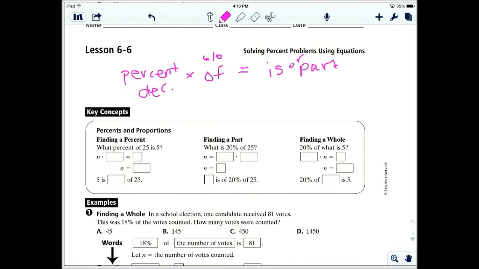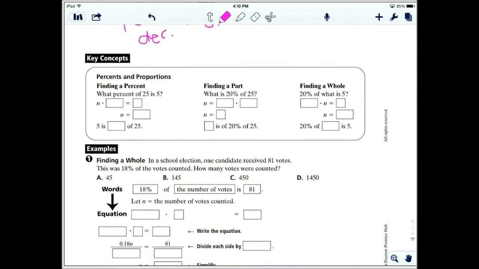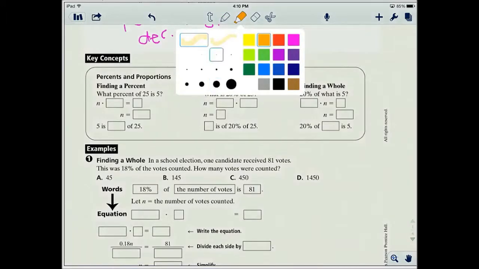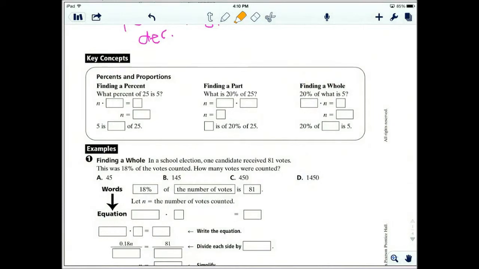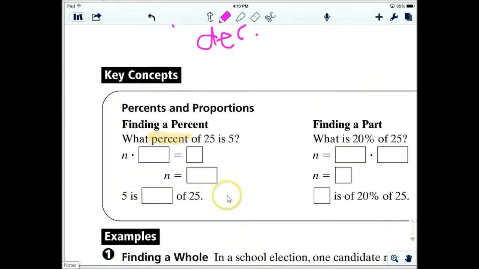Okay, so if you look at this bottom, guys, it says what percent of 25 is 5. So do we know the percent? No, we don't. So we're just going to say, okay, percent, we don't know what it is. Therefore, that's where my n is, or my question mark, or my variable. And I know the is. And remember in the formula we said the is goes over here. So 5 is what percent of, and here's my of right here. So of would be 25.